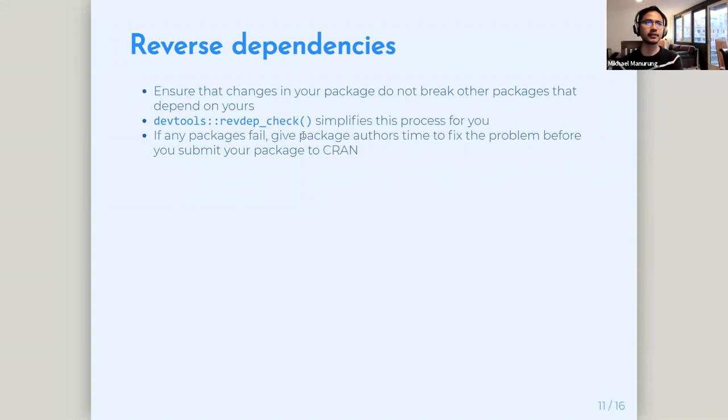Okay, and I think this is one of the most important things. If you develop a package that many packages depend upon, of course it's great that the changes in your package do not break other packages that depend on yours. However, if it happens, the first thing that we can do is to run the function devtools revdep_check, the reverse dependencies check, because it will simplify the process. It will install the packages that depend on your package and all their dependencies, and then it will try to run the functions in those packages with the current version of your package.